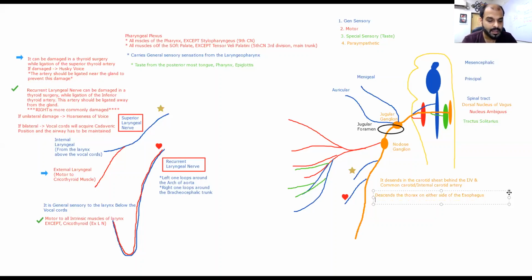It supplies, number one, parasympathetic supply. It gives parasympathetic supply too. Can any one of you tell me?